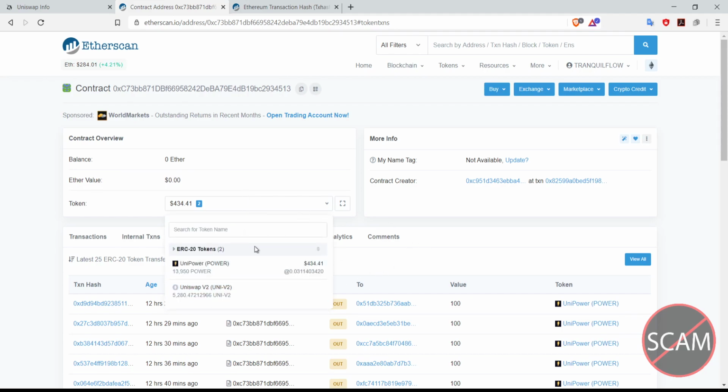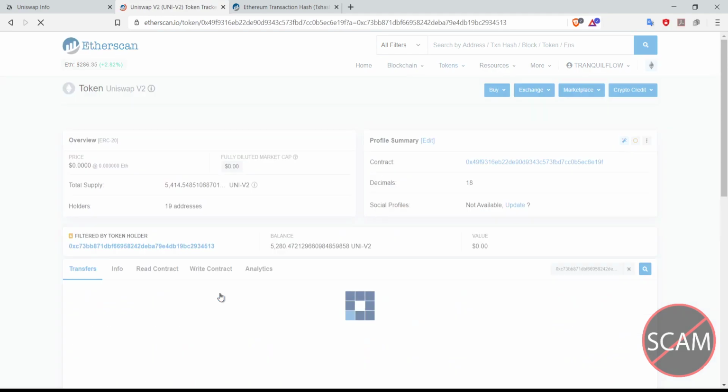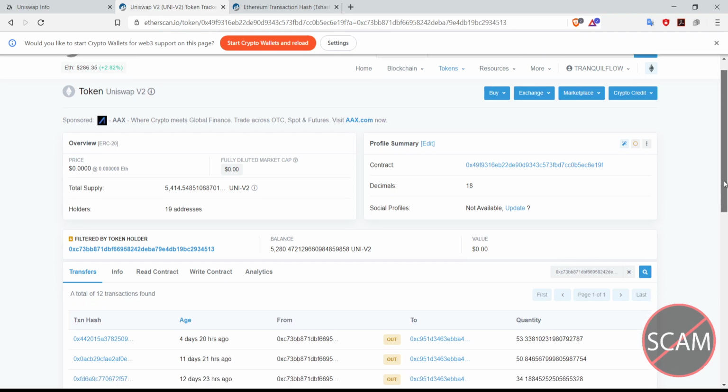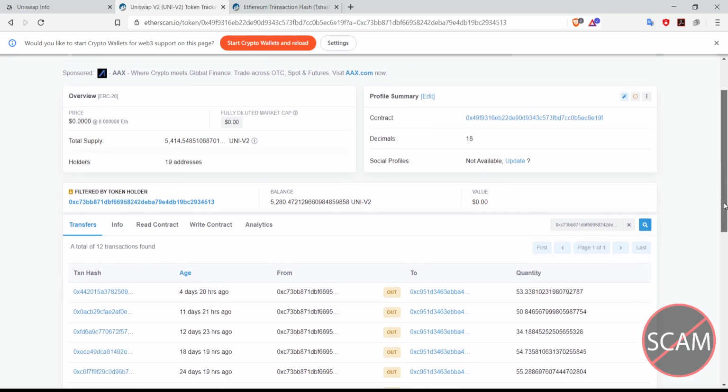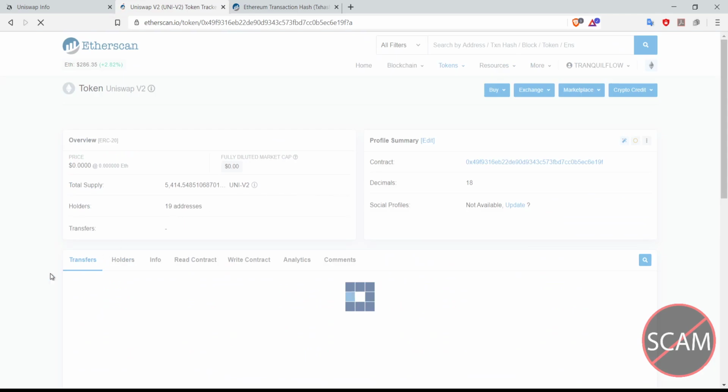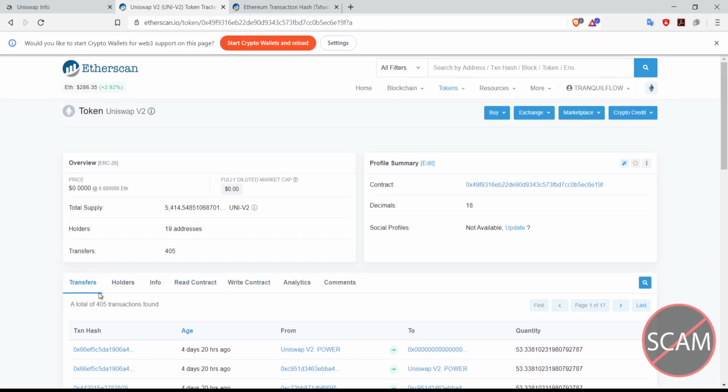And so now if we go to Uniswap, you can see here it is. This liquidity vault contract is currently holding POWER and also a bunch of liquidity tokens for Unipower. So if we click on this, this is now the contract address. This is just the address for the liquidity tokens or pool tokens for Uniswap. And it's currently being filtered by the contract, so if we take that off, it's no longer being filtered.